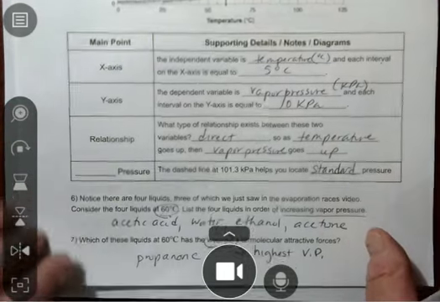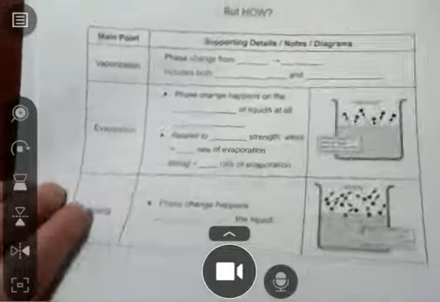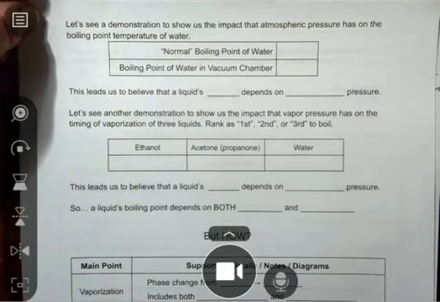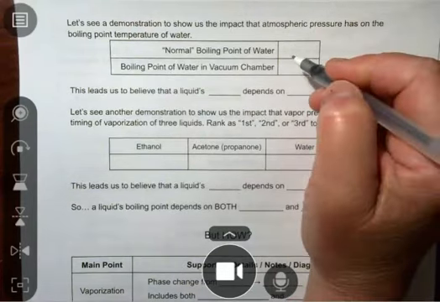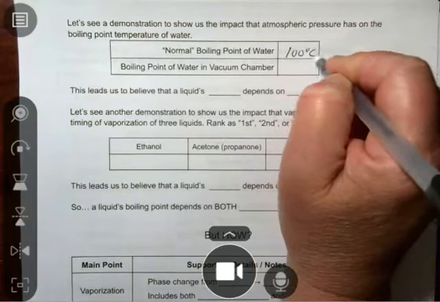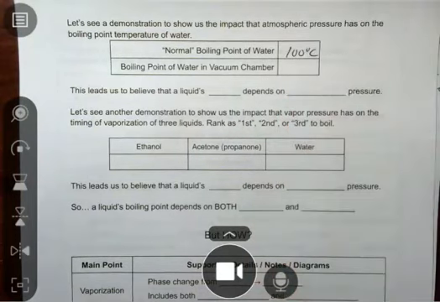Okay, let's go ahead and turn to the third page of the notes. So let's see a demonstration to show us the impact that atmospheric pressure has on the boiling temperature of water. We know that the normal boiling point of water is 100 degrees Celsius. Let's see what we can do about the boiling point of water in a vacuum chamber. So I'm going to pause the video right here, and I'm going to show you a video of this demonstration.